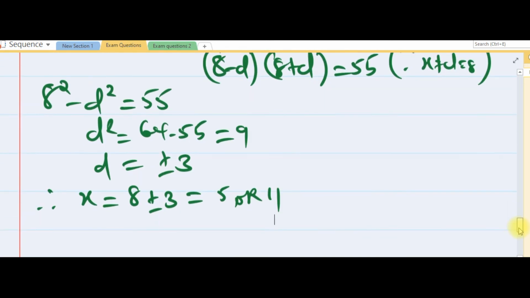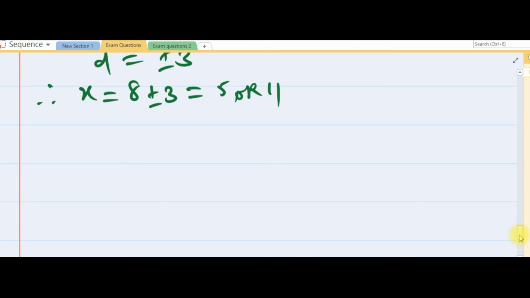So you choose any one and now use it. Since x is 5, it implies that y is 5 plus d, and d is what? 3. I'm using 3 when d is 3.